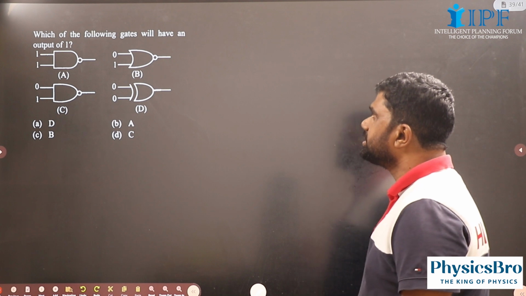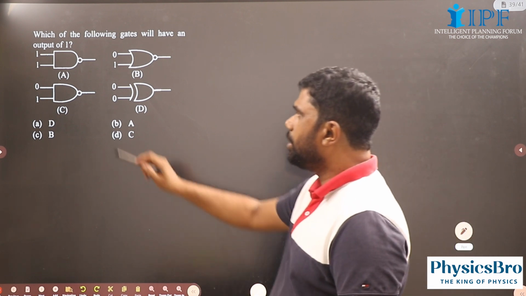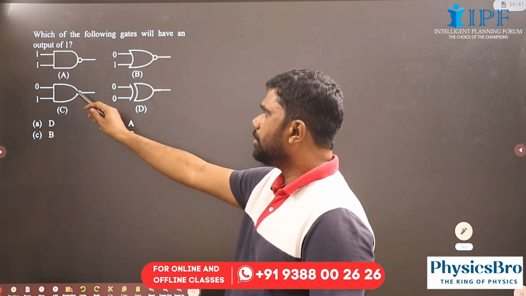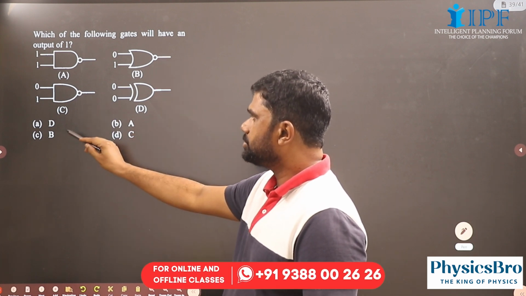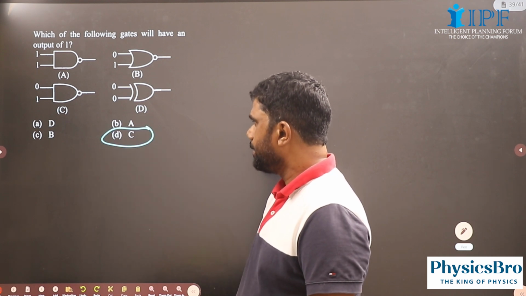Which of the following gates will have an output of 1? Here the output will be 0, and here the output will be 0. Here the output will be 1. Okay, so C, this must be the correct option.